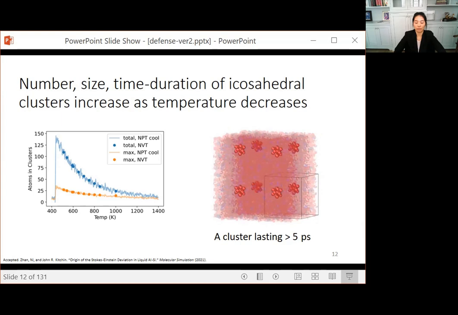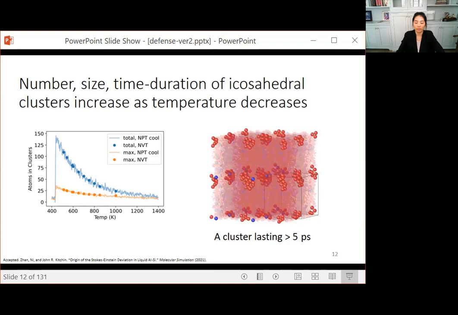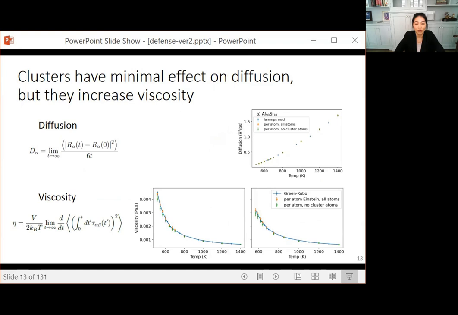And we have observed these clusters. Because they last for so long, we're saying that these are real, significant clusters that we're observing. So now that we've looked at the clusters, we want to quantify the effect of the clusters on the diffusion and the viscosity.